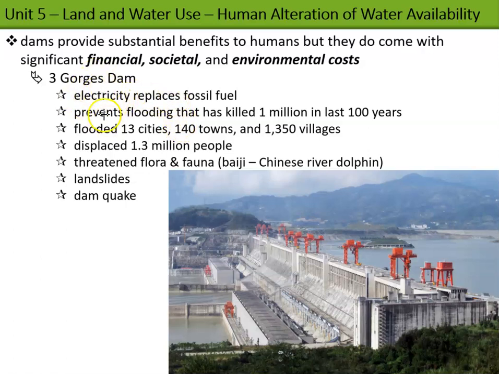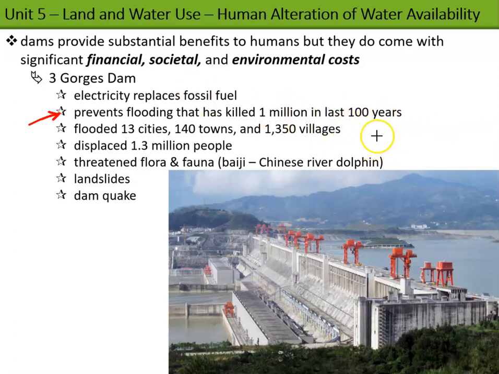Now, a benefit, again, I've already mentioned, is that the electricity produced from a hydroelectric dam can replace fossil fuel. Reservoirs for drinking water can be very important. And the Three Gorges Dam, for example, has prevented flooding that over the last 100 years has killed more than 1 million people in China. Downstream in the Yangtze River, there have been major floods that have killed people, and these floods have been greatly reduced.